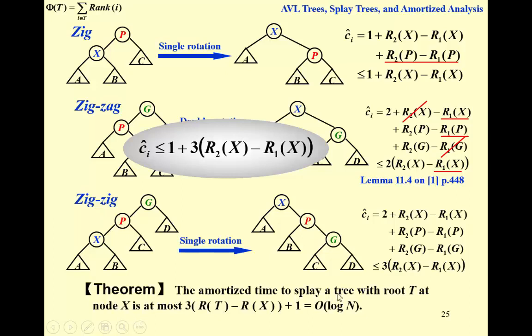Say the amortized time to splay a tree with root t at node x, which means at the very beginning this is node x, and after those rotations it's going to be the root t, is at most 1 plus 3 times the rank of the final root minus the rank of the initial x. And the rank of the final root is just what? It's log n, right? Because t is the root and the size of the root is just n. So the rank of t is log of n. So it's just big O of log n. That completes the proof.